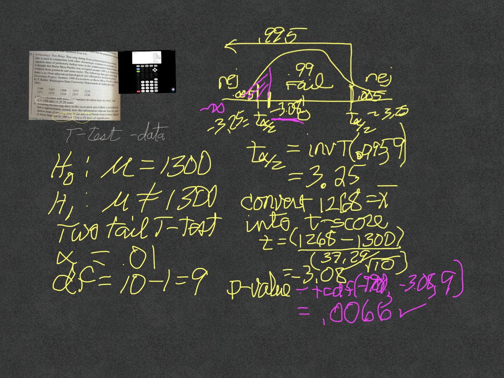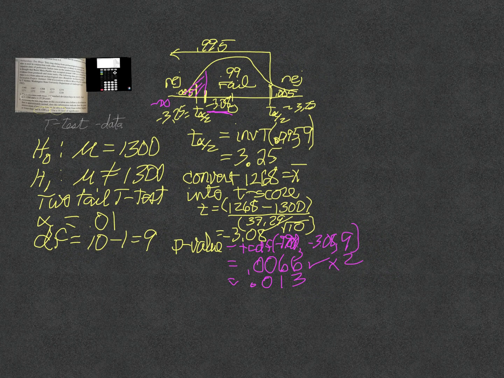So what we end up getting is 0.0066. Now that is only one tail, so we have to double this, which takes us up to 0.013. So the p-value, we multiply by 2 for 2 tails, and so that'd be 0.013. And now we can make our conclusions.